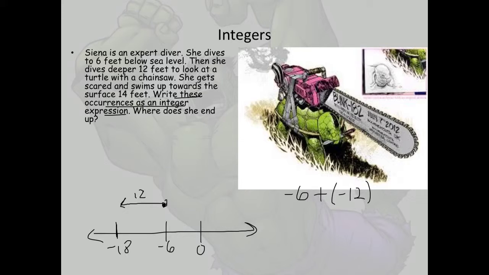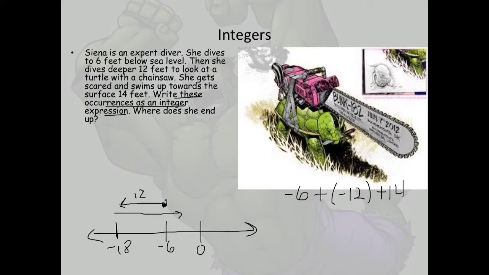She gets scared and swims up towards the surface 14 feet. So this is actually going to go the other way. So what I would do in my operation is I would say plus 14. Both of these were negative. This is going in the opposite direction, so here she went down, down, and now swimming back up is going to be an opposite sign, like with the number line. So we started here, we went to negative 18 there, now we're going to go up 14, which is not all the way to 0, but we'll put it right about there.